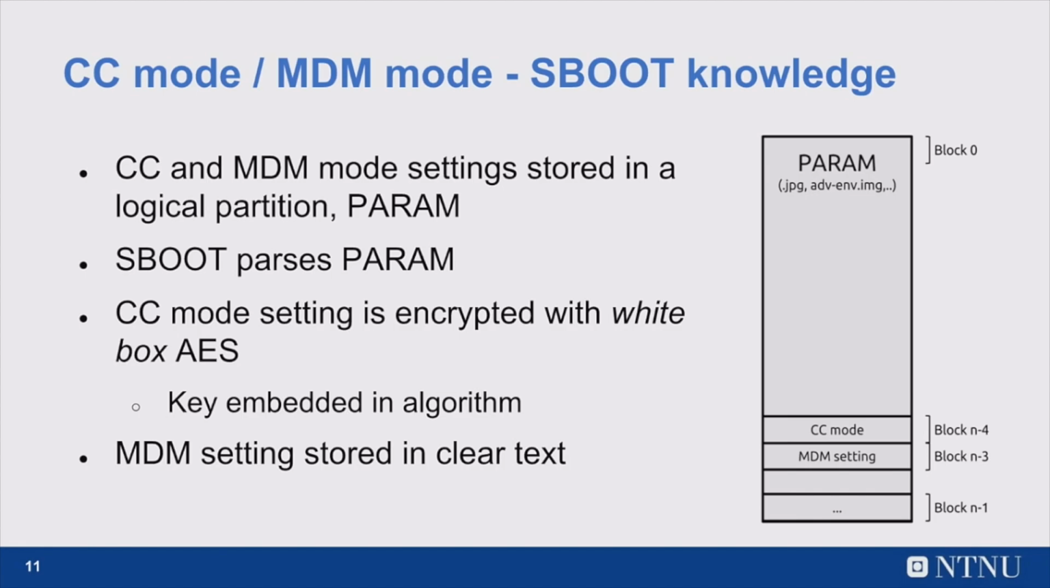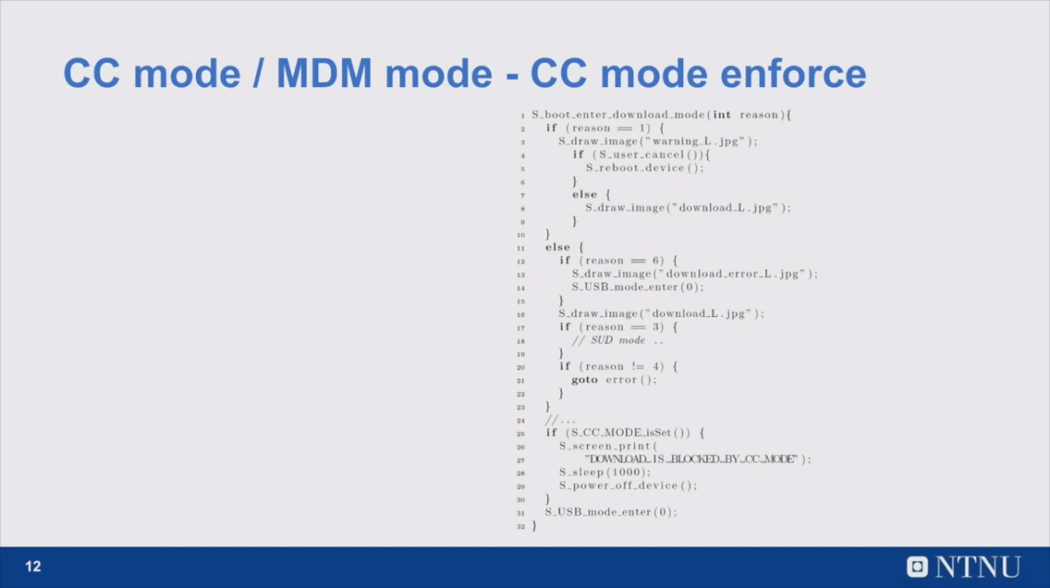we can see here that there's a function call that is checking if CC mode is set. So if this returns true, it means we must block ODIN mode. And you can see the same string here as we saw on the screenshot. So here you can see that if this function is returning true, and this is also important, we will see this in a later slide, then we will not enter ODIN mode.